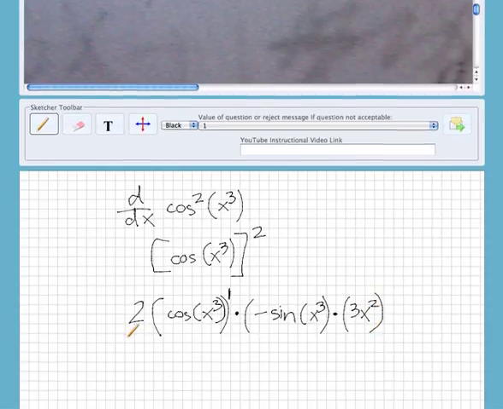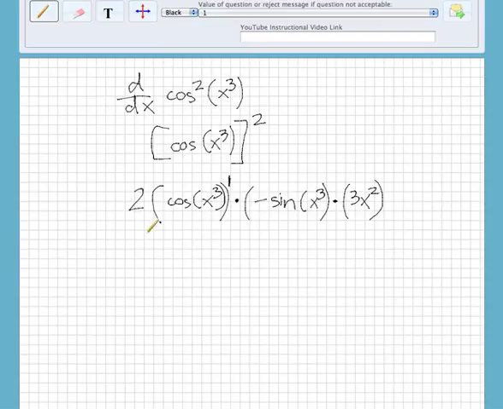All right, so if we simplified this, we would get negative 6x squared. I'm going to write the sine first. Sine of x cubed, and then cosine of x cubed. Now, depending on the answer, they may simplify it further.